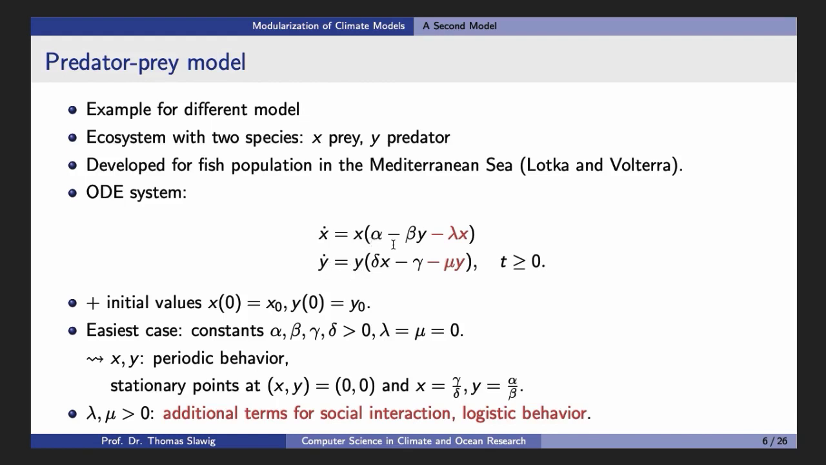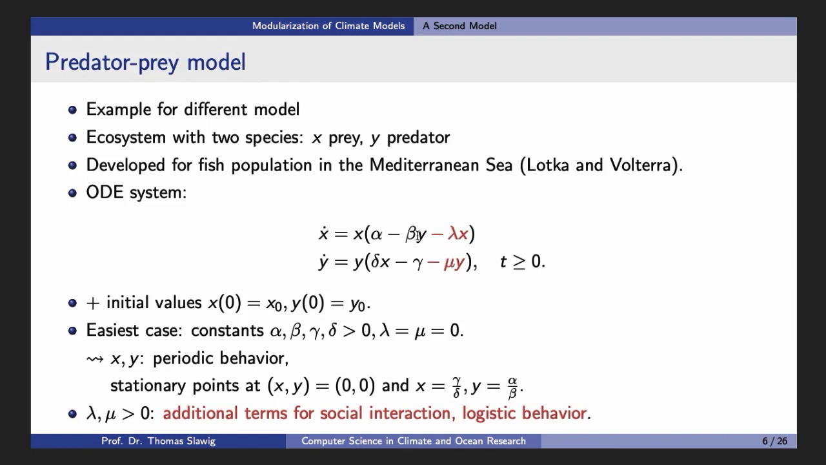And we have here some parameters, alpha, beta, gamma, delta, lambda and mu. So in the most simple form, the lambda and mu terms are omitted, but then we still have a coupling between the two components. We have a bilinear function, x times y, appearing in both equations. And the modeling is like this.